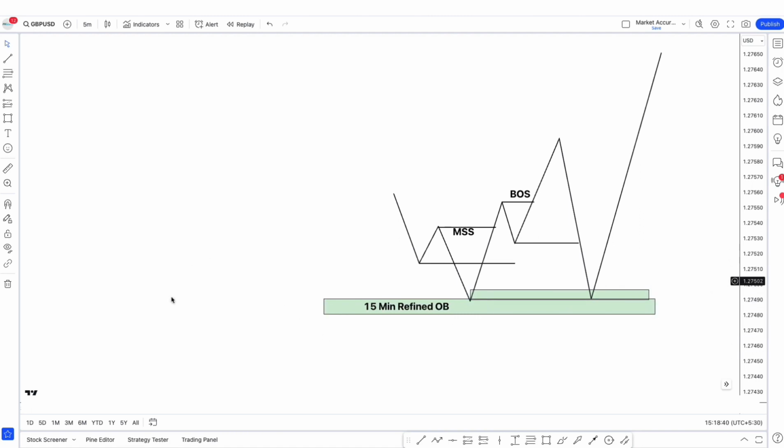So it's quite simple, guys. We refine our 1 hour order block to 15 minutes, and then we wait for turtle soup or an ABC pattern. So the ABC pattern looks like this. Let me mark this out. ABC.